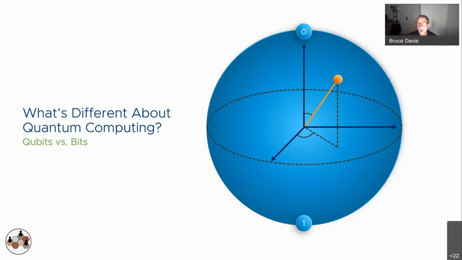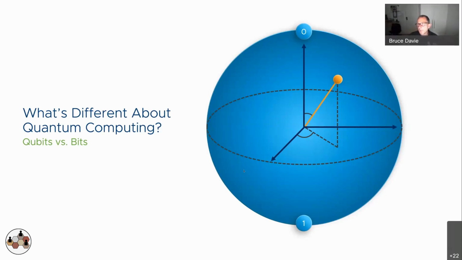And one of the things that you would notice here is that if I wanted to describe the state of a single qubit, I need to describe exactly where the qubit is on this sphere. And that position can be roughly described by two coordinates, latitude and longitude, if you like. So the amount of information I need to represent a single qubit at any point in time is roughly two real numbers.